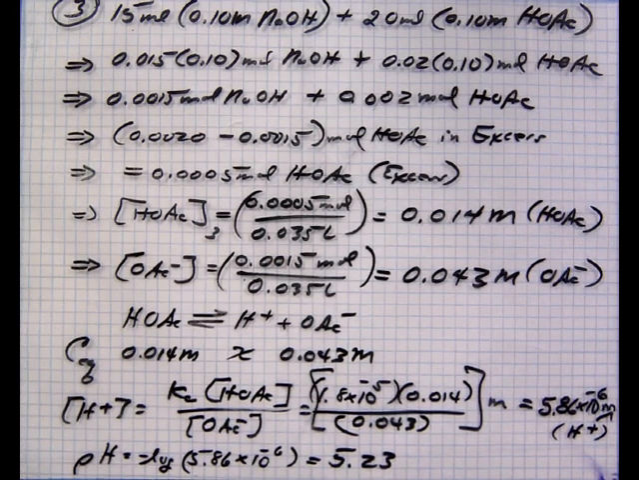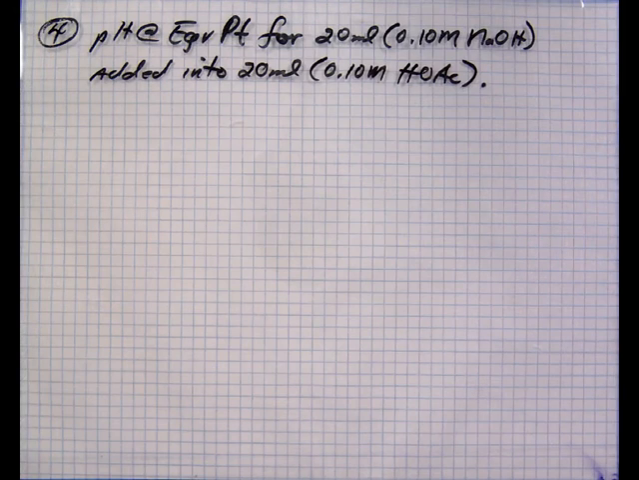At this point, I'm going to jump to the equivalence point and make the equivalence point pH calculation, and show you that, and we'll finish this activity, this lecture. So now we were looking to calculate the pH at the equivalence point for 20 milliliters of 0.1 molar sodium hydroxide added into 20 milliliters of 0.1 molar acetic acid.